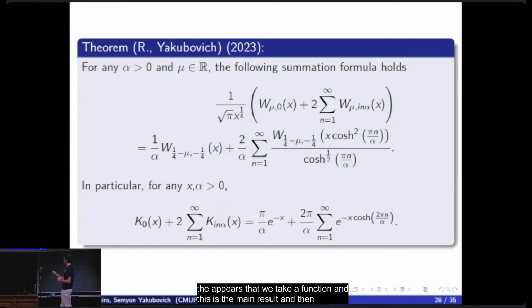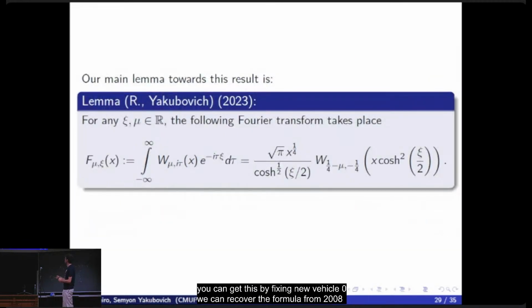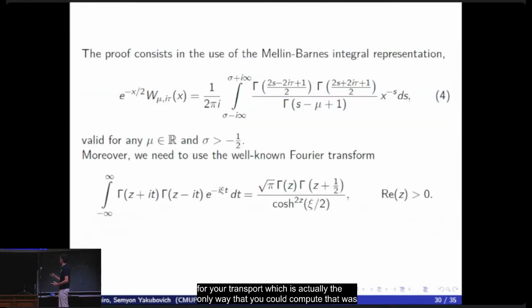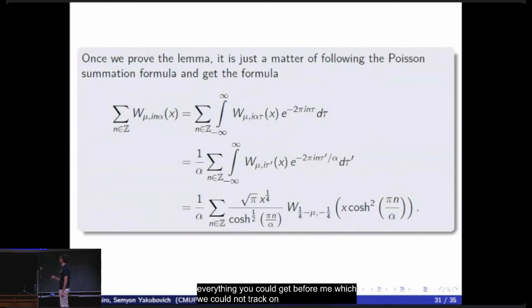And note that as a particular case, by fixing mu equals 0, you can recover the formula from 2008. The main idea of the proof was using this Fourier transform, which we could actually only compute by invoking this Mellin-Barnes representation. If you want to compute the Fourier transform of the Whittaker function with respect to the index, at a certain point you need to compute the Fourier transform of this product of gammas, but this is well known. Inverting everything, you could get the formula, which we could not track in the literature.